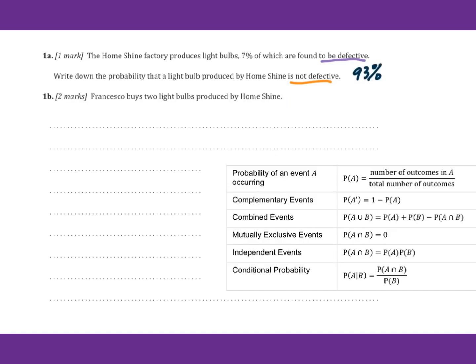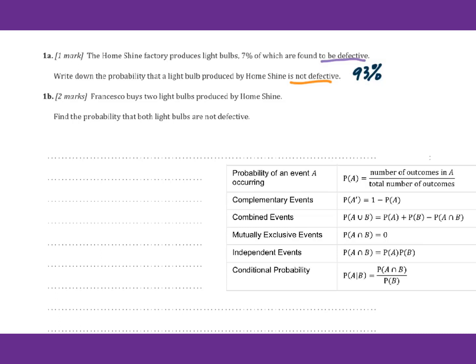Let's go to 1B. Francisco buys 2 light bulbs produced by Home Shine. Find the probability that both light bulbs are not defective. When not defective, the probability is 93%. Then second one still 93%. This is a compound event. Therefore, you do multiplication, you will get 0.865. Remember 3 significant digits.